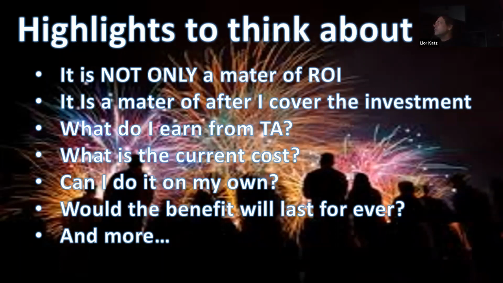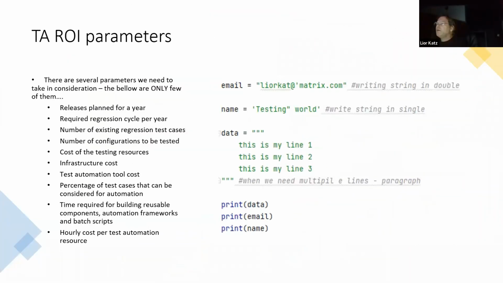And what is the current cost? Does the current cost consist of payment for commercial tools? Does it consist of payment for developers, for Java developers, for instance, and I don't want that? And of course, can I do it on my own, or can I deliver it from the developers to the manual testers, so that they will do the maintenance and the execution? This is a critical question, and there are more questions that we think about regarding testing automation ROI. There are tons of parameters when we think about ROI, and with your permission, I will move forward, because this is not the main point of this presentation.